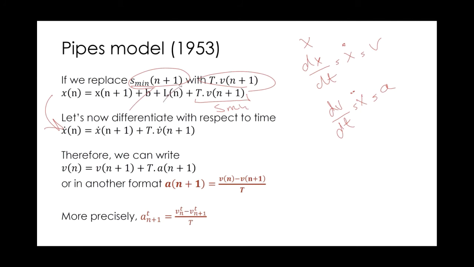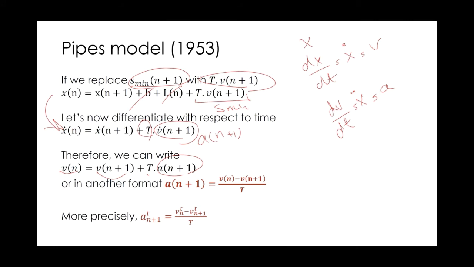And because all of this b and ln are fixed, constant values, we can cross them out because we're differentiating. And what we'll end up with, we keep the T, and then we have to differentiate this v. The first derivative of v represents acceleration, right? So this becomes v dot, which is basically a n plus 1, the acceleration of the follower vehicle. Now, if I rewrite this into an easier formula to work with, the speed of the leader is equal to the speed of the follower plus T multiplied by the acceleration of the follower.